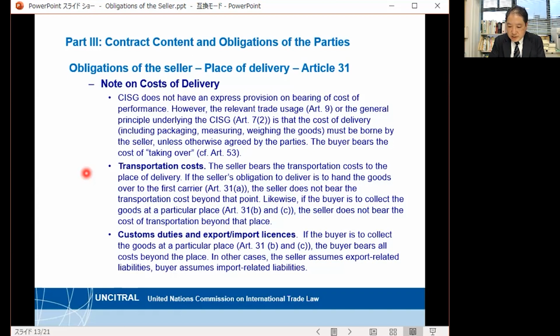Now, what about customs duties and export-import licenses? These are the types of costs that arise in international sale of goods when the goods cross borders. If the buyer is to collect the goods at a particular place, which is a case under 31B and C, the buyer bears all costs beyond that point, beyond that place. And in other cases, the seller assumes export-related liabilities, whereas the buyer assumes import-related liabilities. So these are the rules, basic rules relating to costs of delivery.